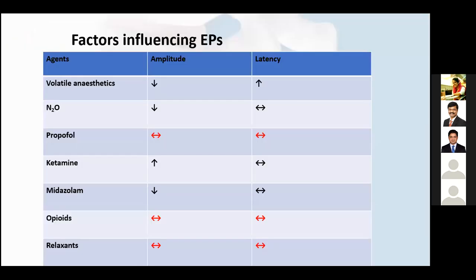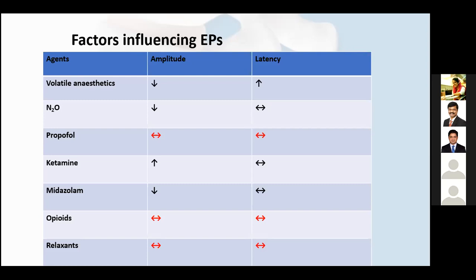So what are the factors that can influence these evoked potentials? The volatile agents decrease both the amplitude and increase latency. Nitrous oxide decreases the amplitude, while propofol has not much effect. Ketamine increases the amplitude and has not much effect on the latency, while midazolam decreases the amplitude. Opioids do not have much effect. Relaxants do not directly influence the evoked potentials, but they can influence the motor evaluation during MEP.